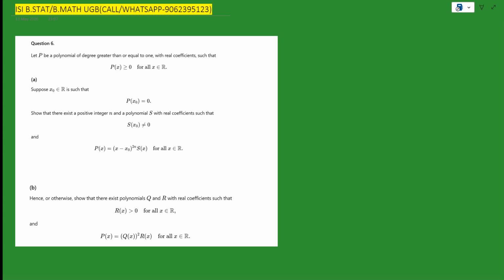So today we are entering one of the most elegant territories of the higher algebra. Polynomials that never become negative. And this question comes from the prestigious entrance examination of the Indian Statistical Institute, the famous ISI B.Stat B.Math UGB paper.